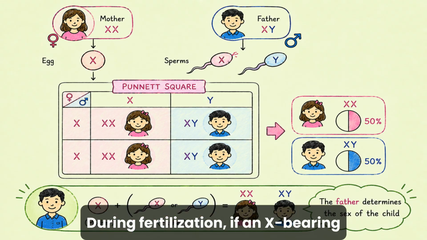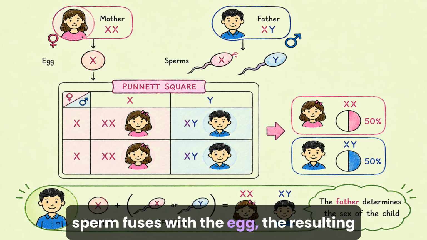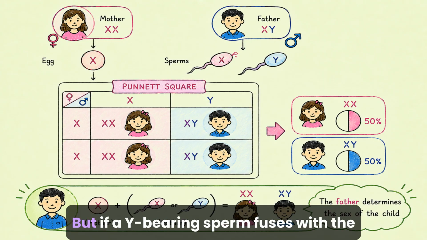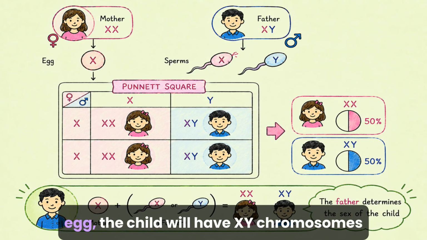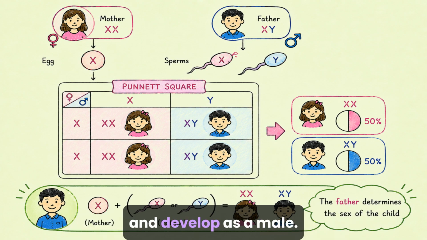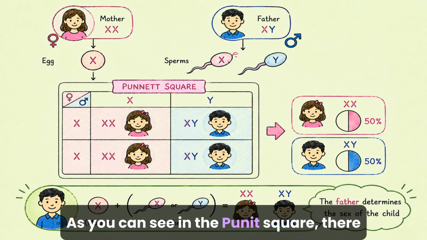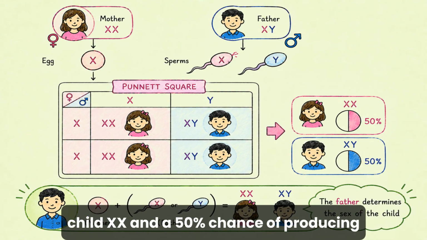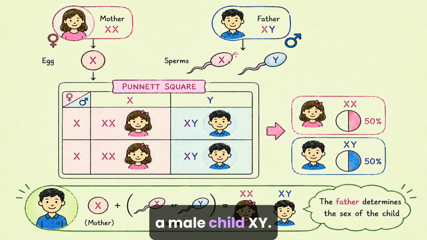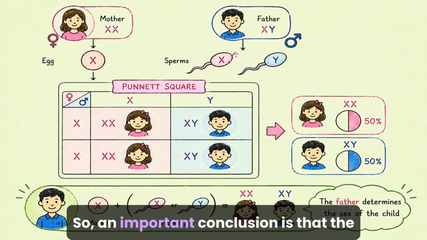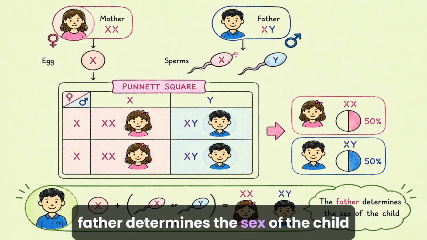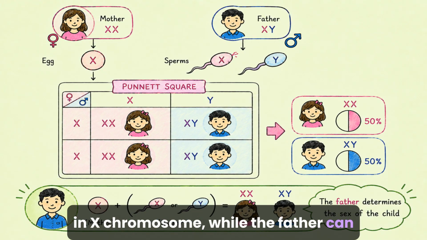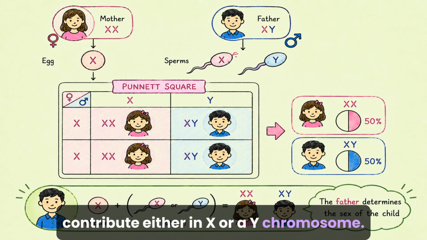During fertilization, if an X-bearing sperm fuses with the egg, the resulting child will have XX chromosomes and develop as a female. But if a Y-bearing sperm fuses with the egg, the child will have XY chromosomes and develop as a male. As you can see in the Punnett square, there is a 50% chance of producing a female child, XX, and a 50% chance of producing a male child, XY. So an important conclusion is that the father determines the sex of the child, because the mother always contributes an X chromosome, while the father can contribute either an X or a Y chromosome.